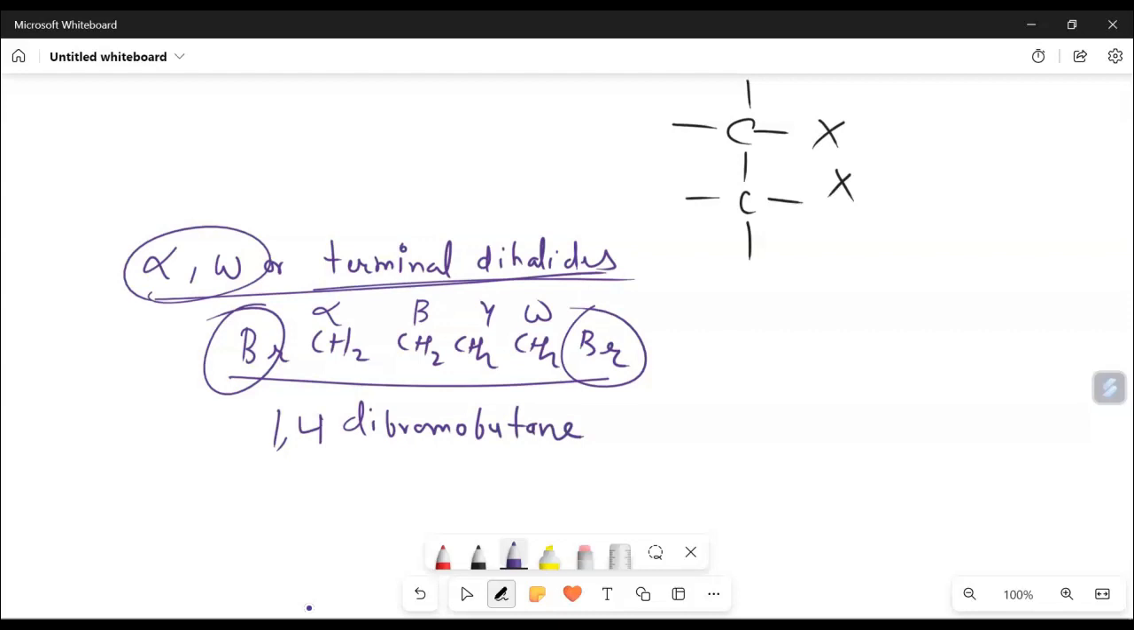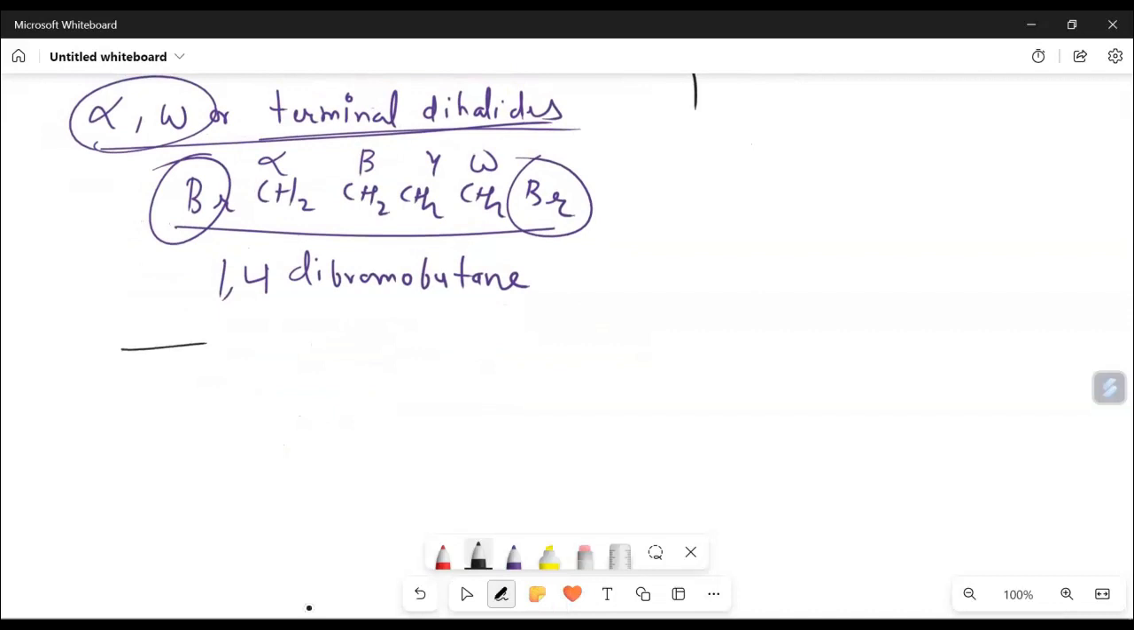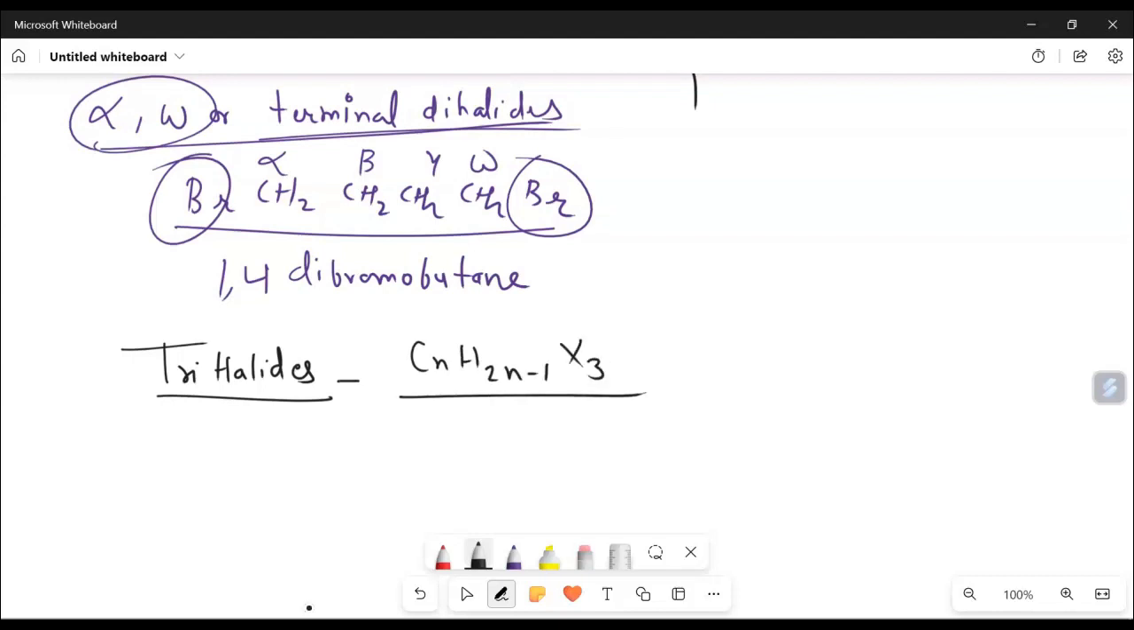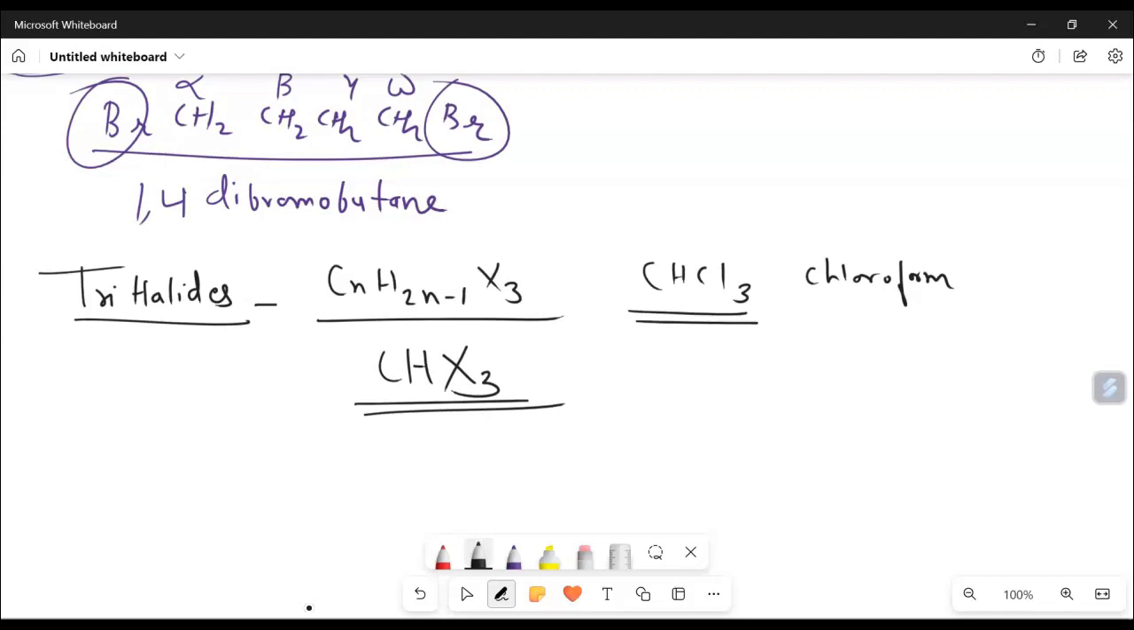So monohalide is done, dihalide is done. Let's talk about the third type, trihalides. The formula of trihalides is CnH2n-1X3. The example is haloform, right? This is called chloroform. You can write down CHX3, where X is the halogen atom.